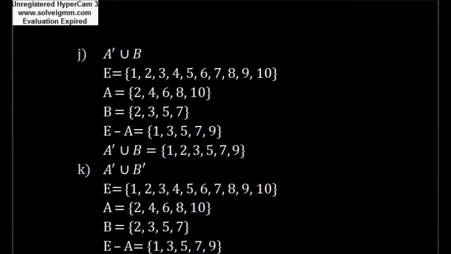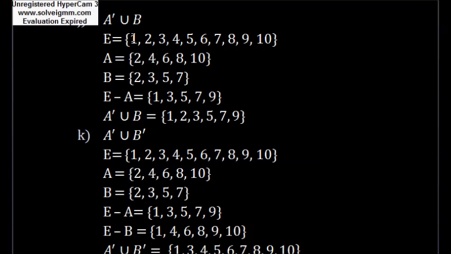Now in J part, again A complement union B, you are combining A complement with B. So first of all you will find A complement, which equals E minus A. It means you are subtracting all the elements of set A from the universal set. So E minus A equals 1, 3, 5, 7, 9, and A complement union B means now you are combining A complement with B. So after combining these elements, your answer is 1, 2, 3, 5, 7, 9.